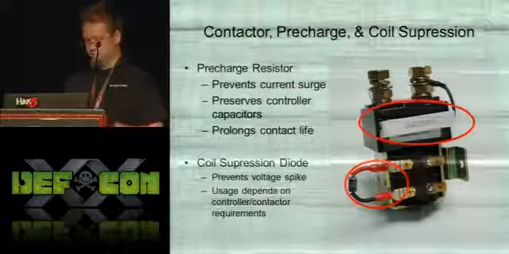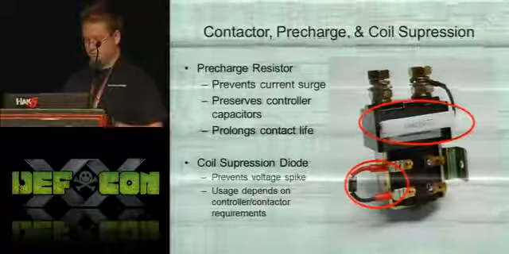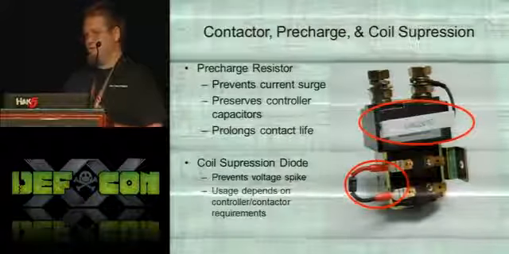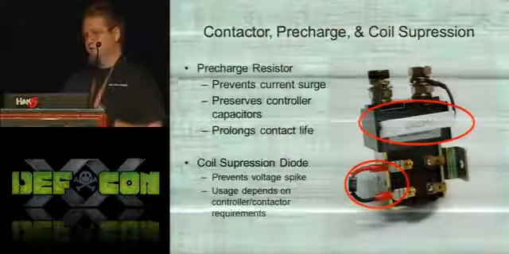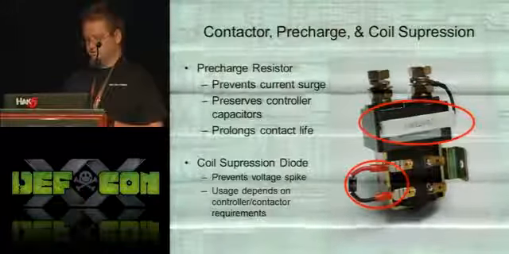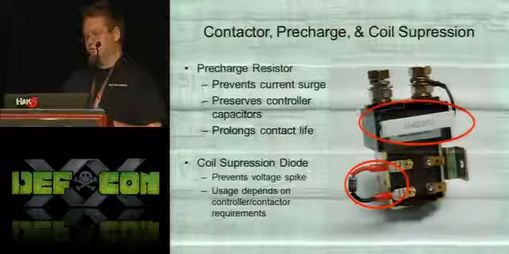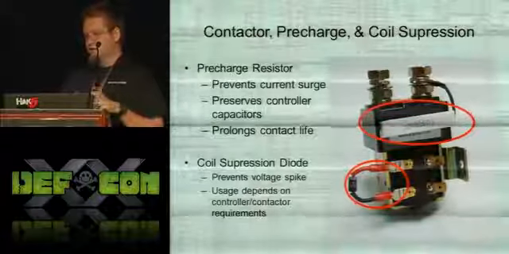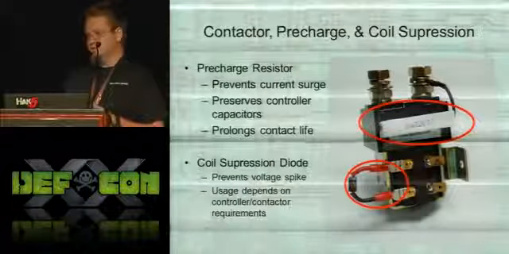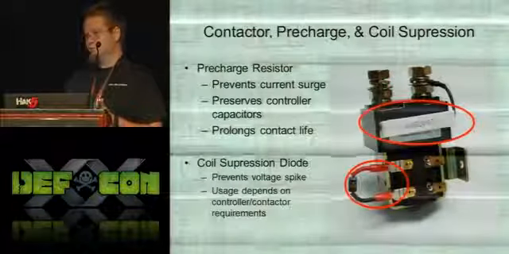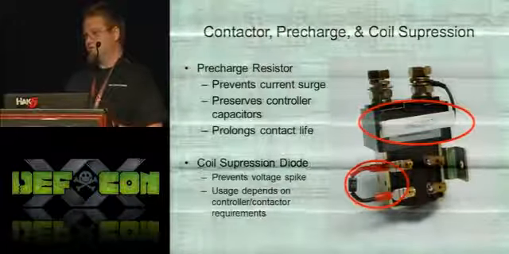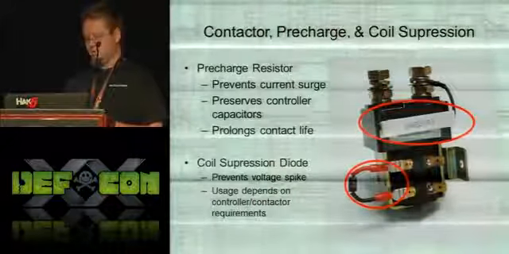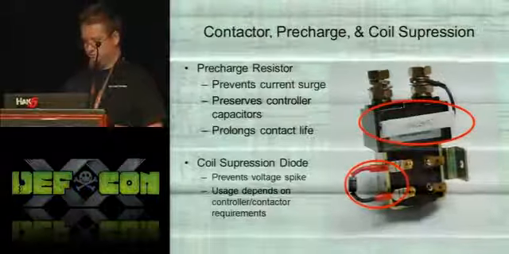so that can ruin things. There's also a coil suppression diode. Sometimes you need this, sometimes you don't. It depends on the controller and the contactor that you're using, but it can prevent a voltage spike. There's lots of large inductors in an electric motor, so when you turn off the switch, there will be a large voltage spike to try and get that current back up. And so this suppression diode will reduce that and protect things.